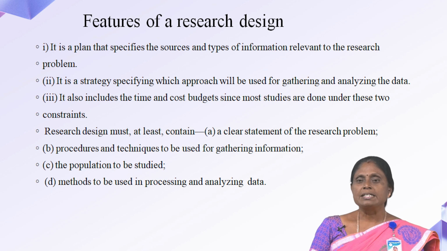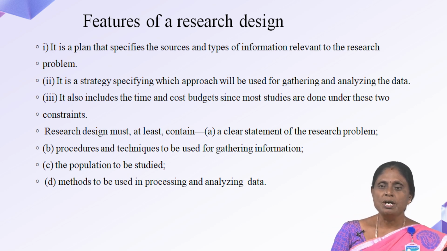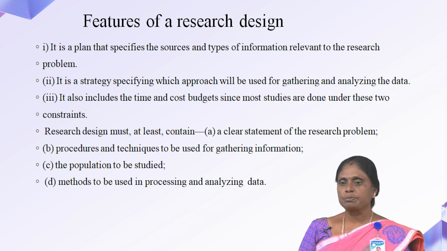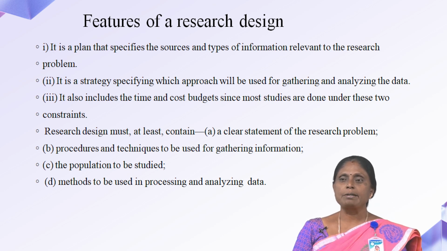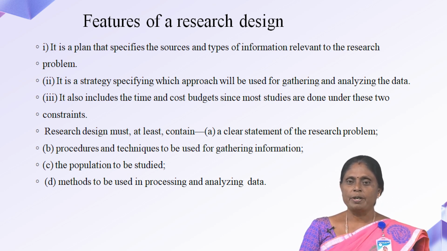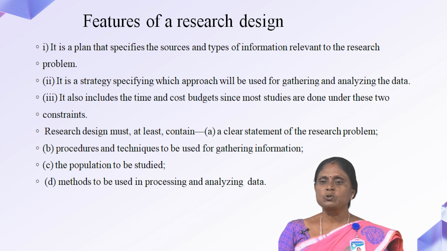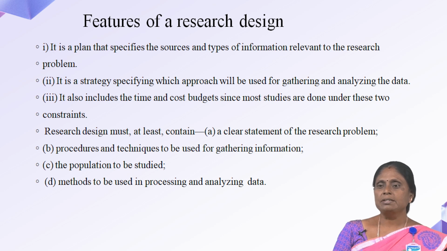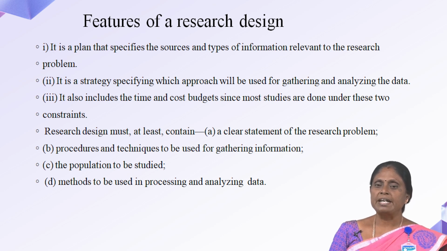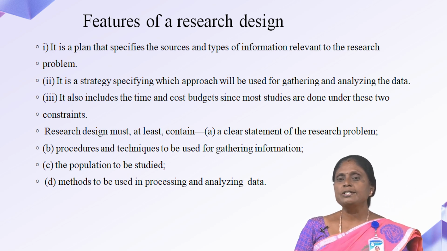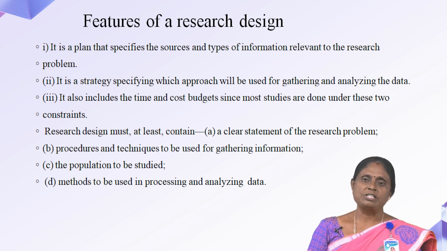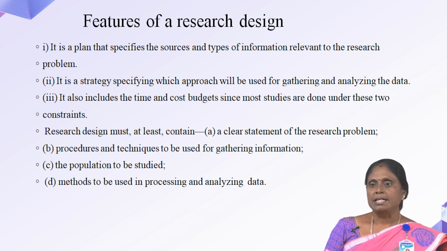The first one: a research design must at least contain a clear statement, and it must be precise. So, a clear statement of the research problem. The second condition: procedures and techniques to be used for gathering the information. Next, the population to be studied and what method to be used in processing and analyzing data. So, these are the features.